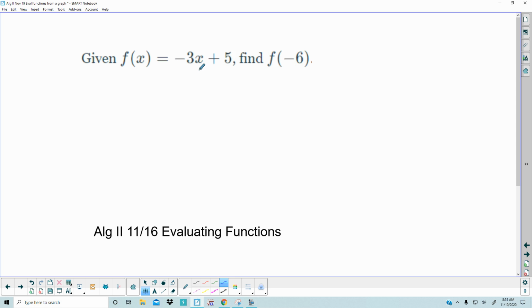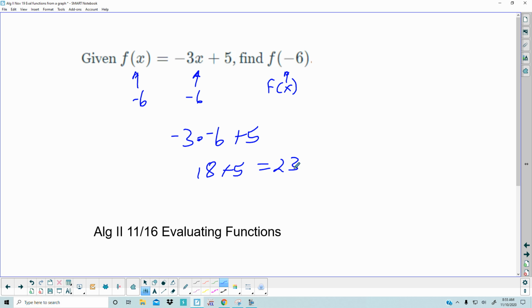f of x is negative 3x plus 5. Find f of negative 6. That is sitting in the x spot. That's the placeholder for x. So we're saying that is negative 6. So this is negative 6. So that's negative 3 times negative 6 plus 5. So that's 18 plus 5 is 23.